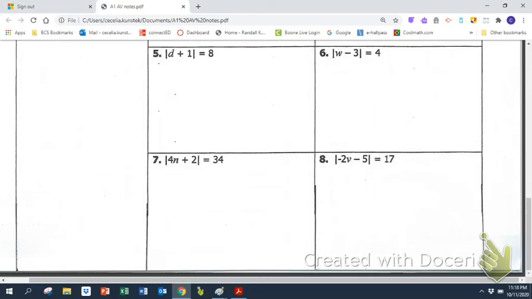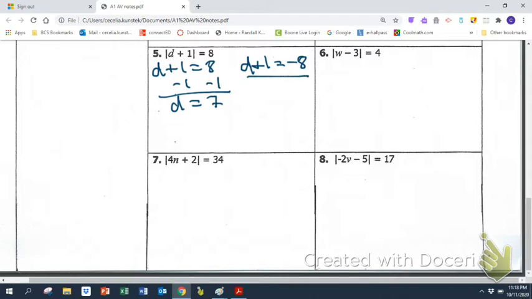So continuing on with solving, now we're going to be doing some one-step equations with addition and subtraction. So we're going to say d plus 1 is equal to 8, but we also have to consider d plus 1 equal to negative 8. That's how we're going to determine what d is. So we're going to subtract 1 from either side, and then d is equal to 7.